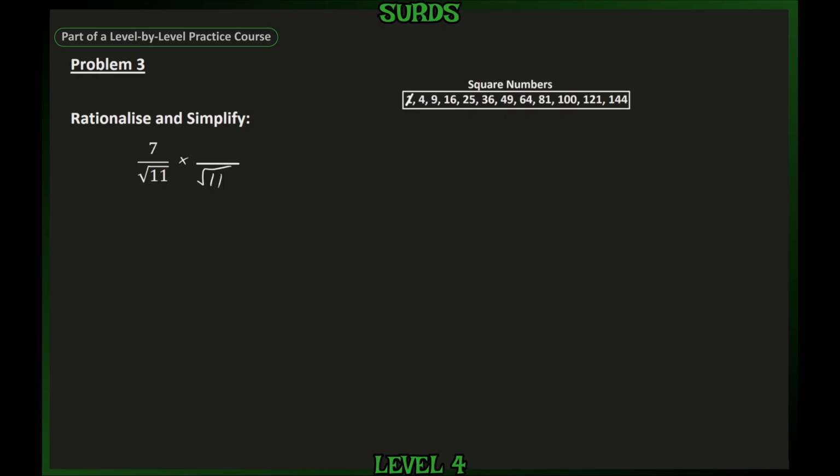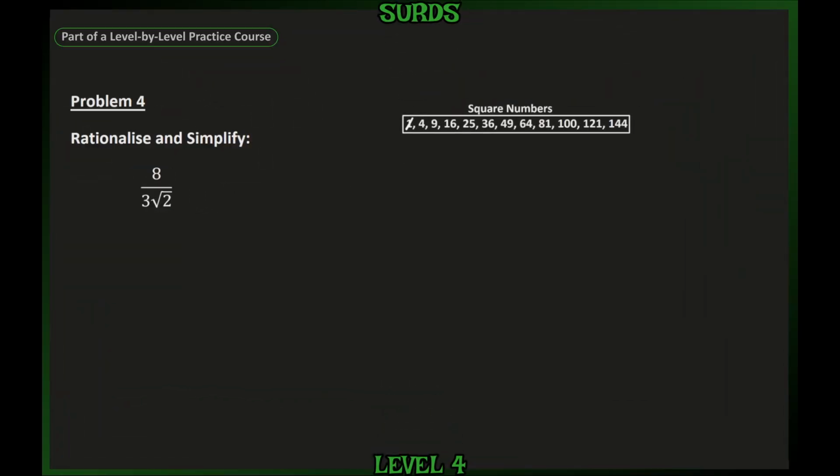To keep the fraction equivalent, we need to do exactly the same on the numerator, so times by the square root of 11. Now looking at the numerator, 7 multiplied by the square root of 11 just gives us 7 root 11. And on the denominator, root 11 multiplied by root 11 just gives us 11. And since 7 and 11 have no common factors greater than 1, this fraction is simplified. So our final answer to problem 3 is 7 root 11 over 11.